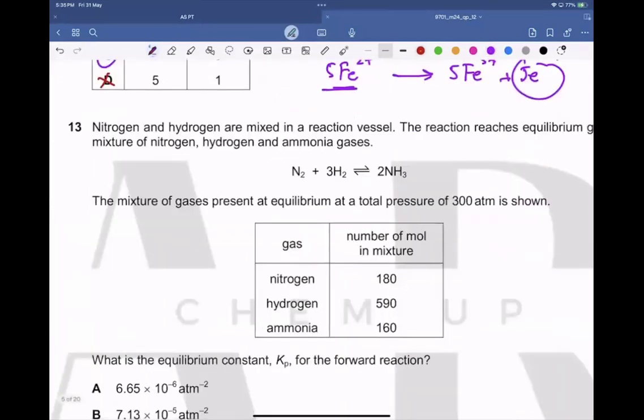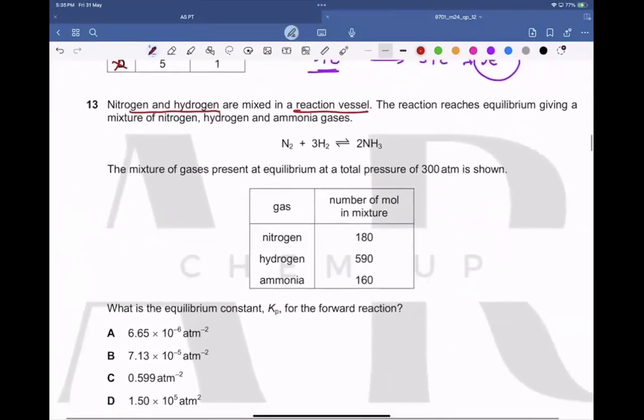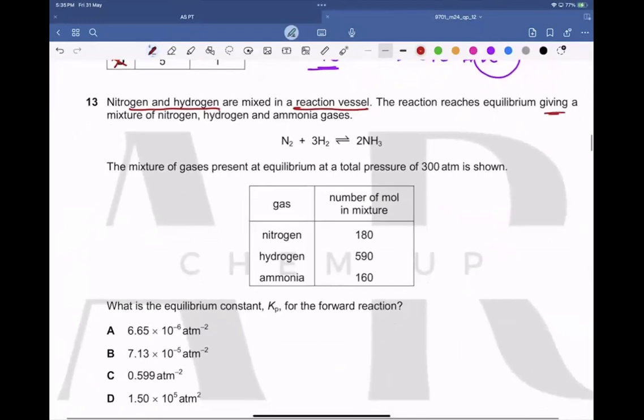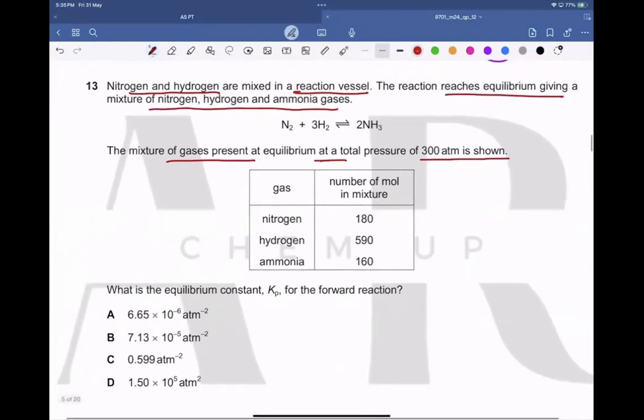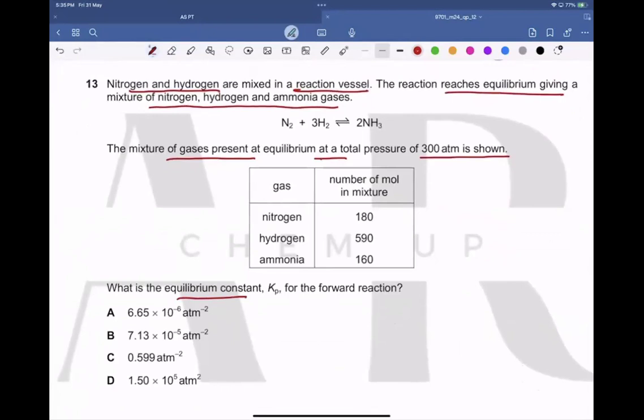Okay, now question number 13. Nitrogen and hydrogen are mixed in a reaction vessel. The reaction reaches equilibrium, giving a mixture of nitrogen, hydrogen, and ammonia gas. The mixture of gases present at equilibrium has a total pressure of 300 atm. The number of moles in the mixture is given. What is the equilibrium constant Kp?